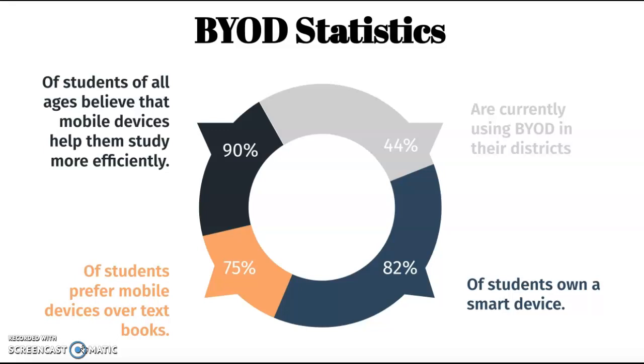So looking at some statistics, 90% of students believe that mobile devices help them study more efficiently. There are 44% of districts that are currently using BYOD. 75% of students prefer mobile devices over your normal textbooks. And lastly, 82% of students own a smart device.